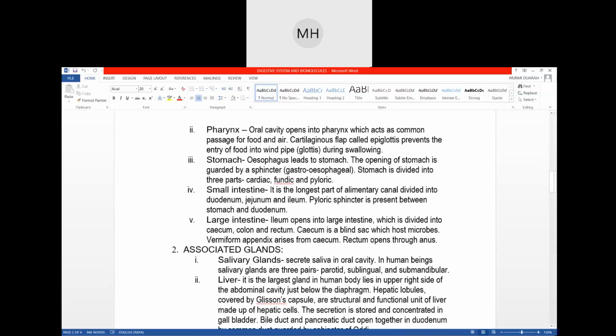And we are going to start from the associated glands. Intestines are done. Let me just start from the stomach a little bit and then I'll go to the associated glands. Okay.